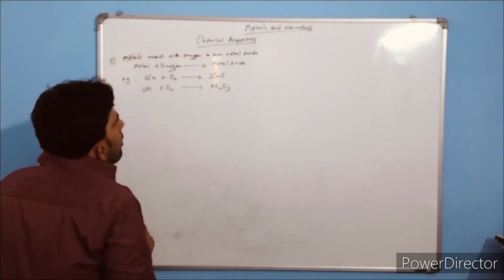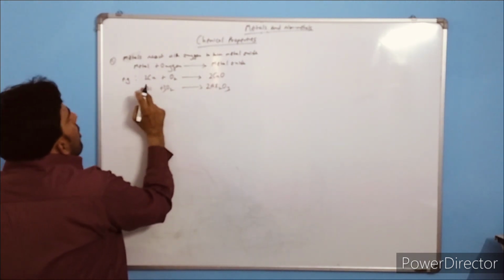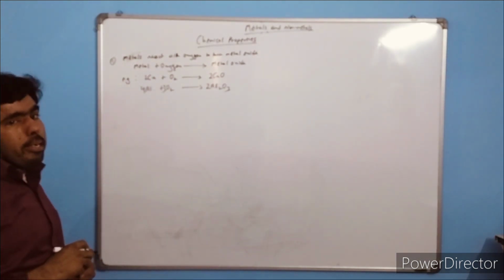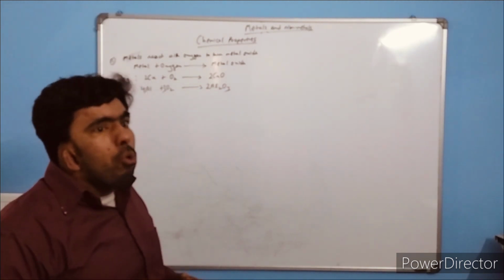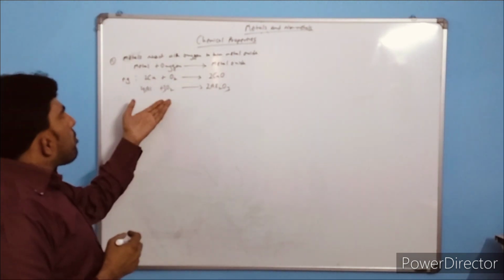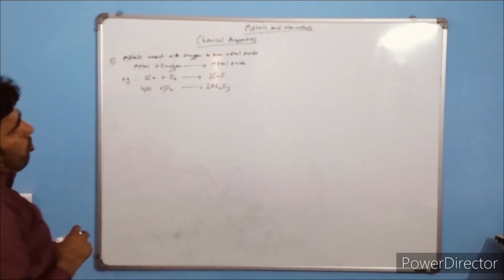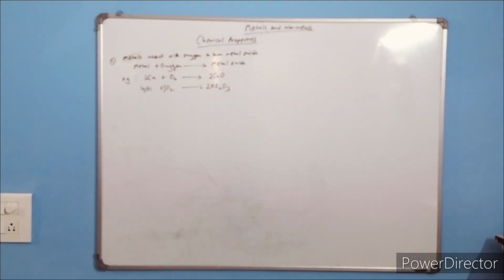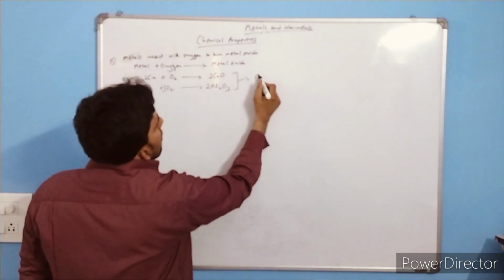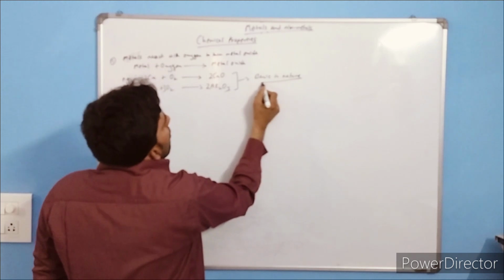If I need to balance, I can put 2 here so that there are 6, and here I can put 4, because remember, we need to write the equation and balance it. Here you can see we have 6 atoms of oxygen on both sides and 4 atoms of aluminium. The most important thing is that metal oxides are basic in nature.